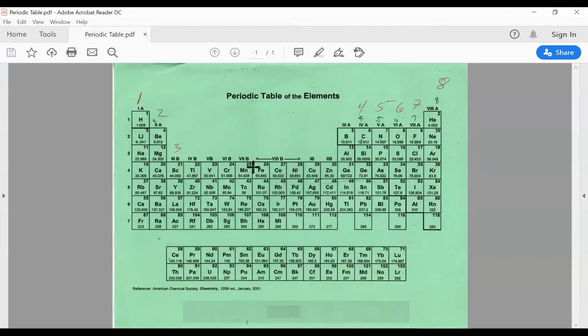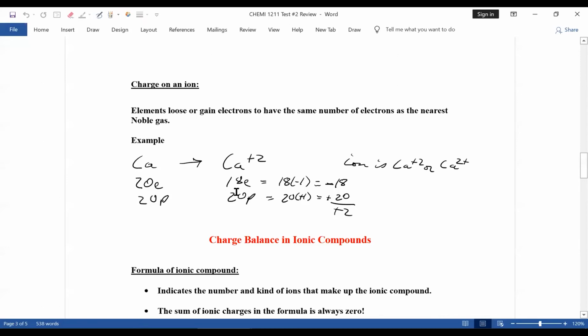The nearest noble gas to calcium is here. You have krypton way over here, but you have argon at 18, only 2 away, which is closer. So calcium wants to have 18 electrons. And therefore, if it has 18 electrons, it doesn't lose protons, so it still has 20 protons because it's now stable. Every electron is a -1, every proton is a +1. Do the math, add it up.